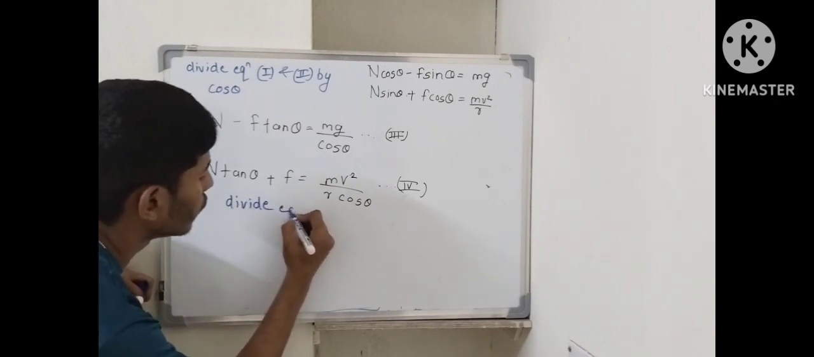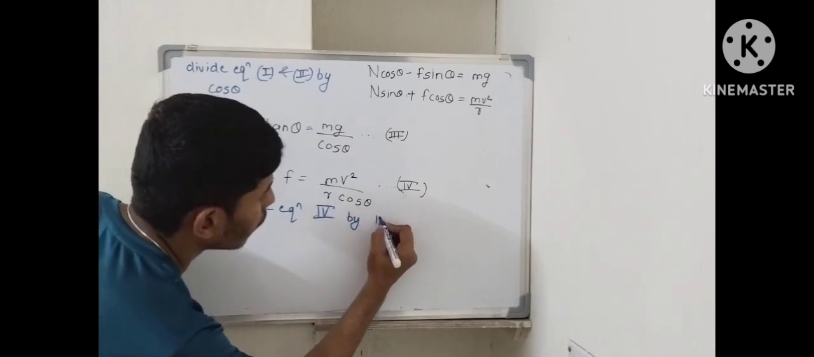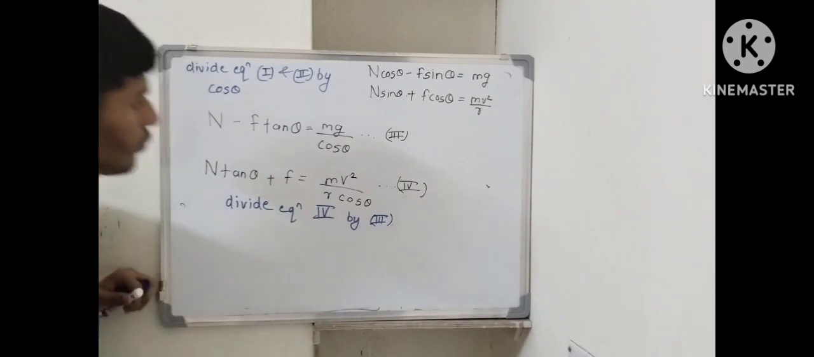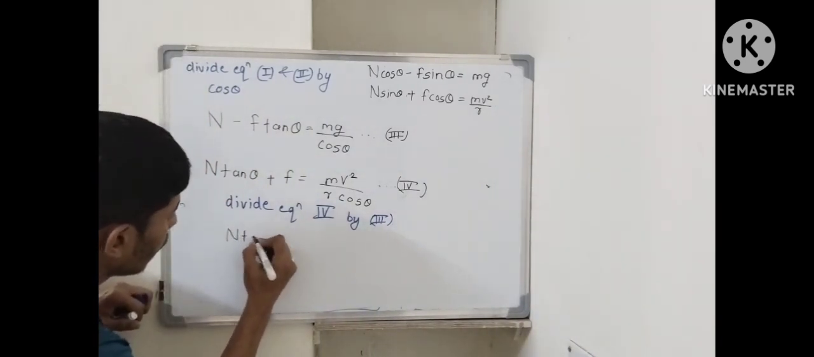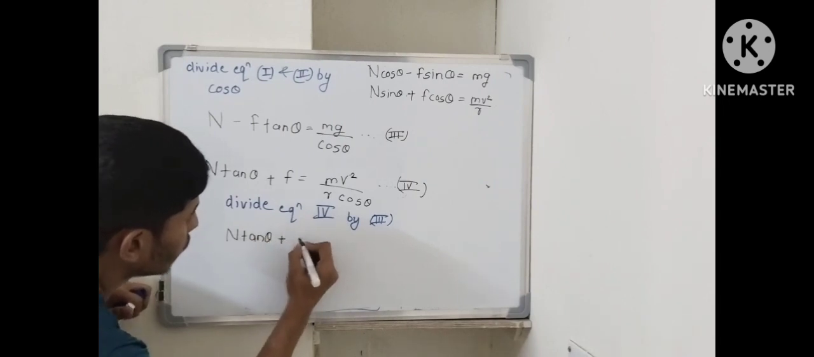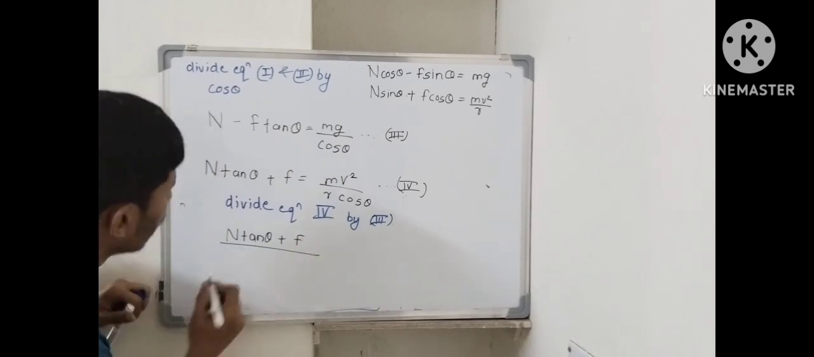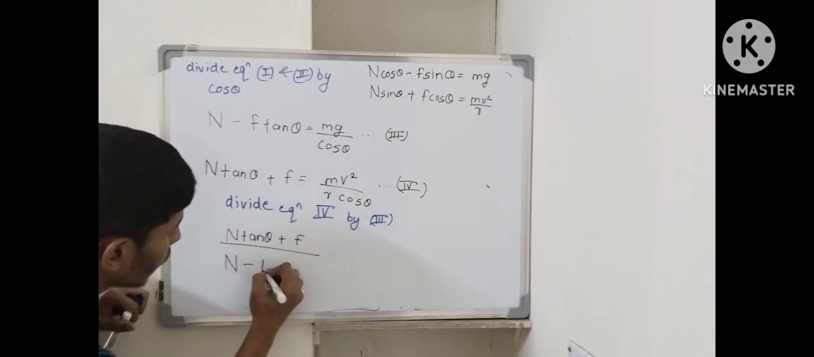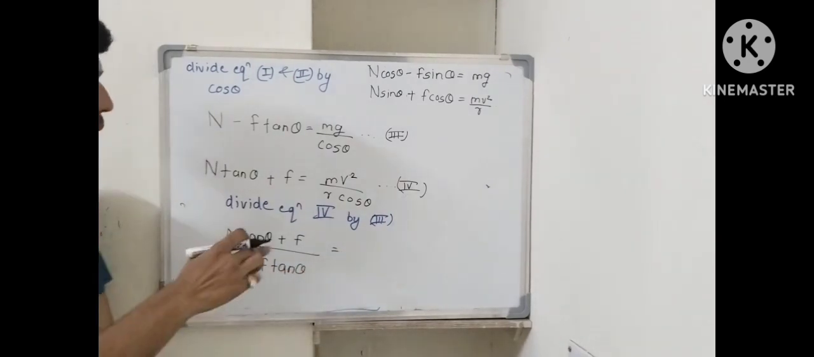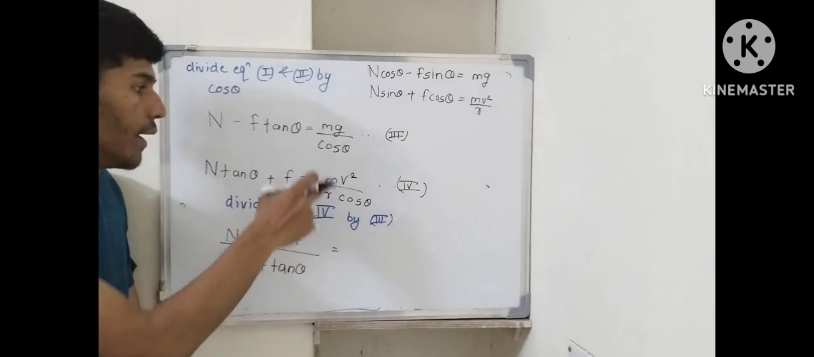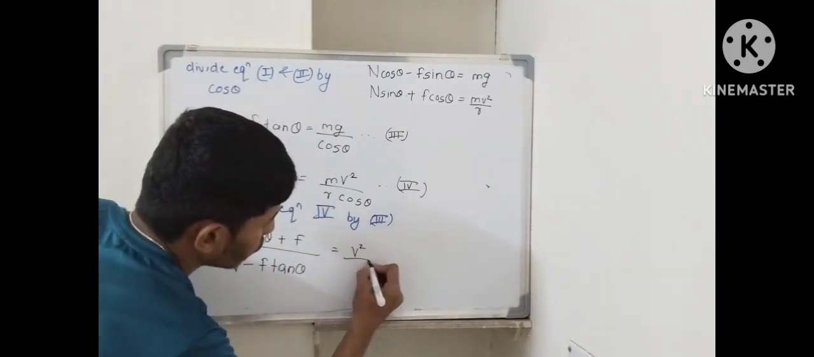Divide equation 4 by 3. We will get n tan theta plus f upon n minus f tan theta is equal to V square by rg, here m will get cancelled, and again the cos theta will get cancelled.